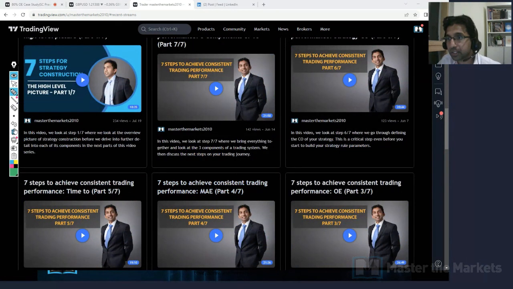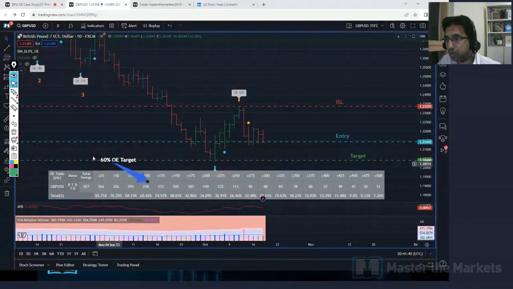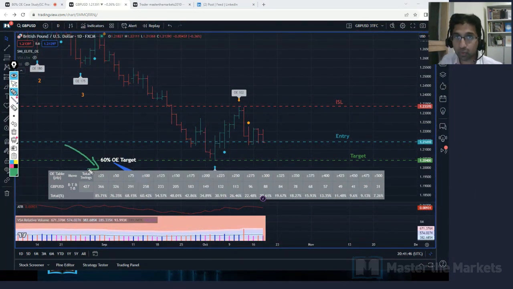So let's go through this now. How do I get my 80% open equity distance over here? Over here, I look at what we call the open equity tables on this instrument, GBP USD on the daily time frame.